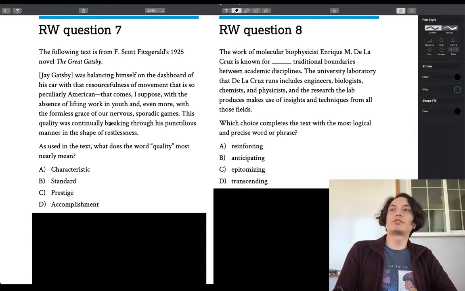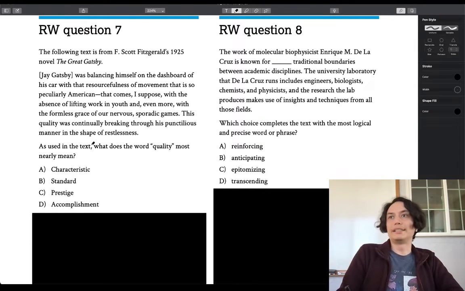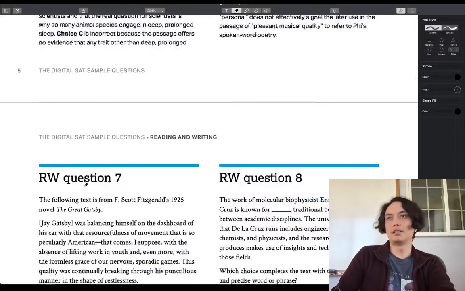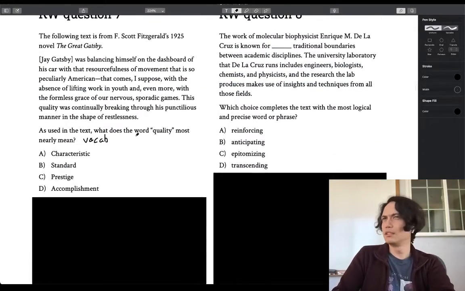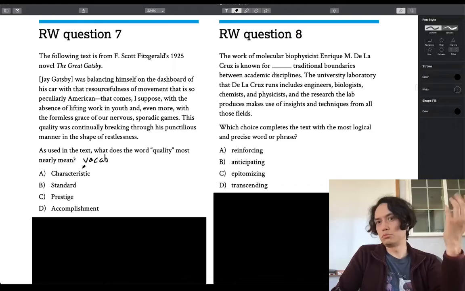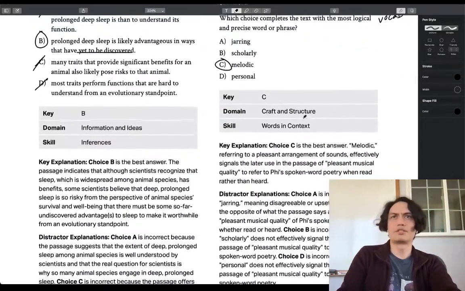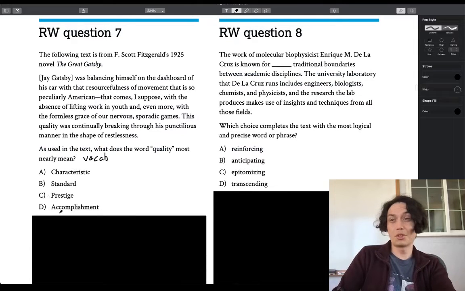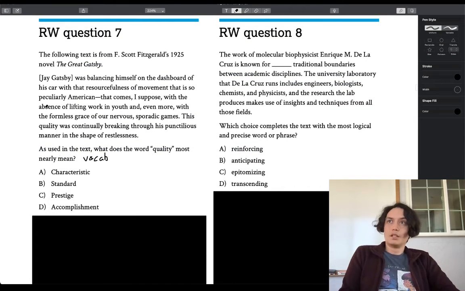As used in the text, what does the word quality most nearly mean? This is just a words and context question. Okay, so this is another vocab question. I guess there's two different kinds of vocab questions. There's, can you please add it in? And, hey, what does this word mean? So, I wonder if they're going to be different types. This is words in context, and this is going to be like a word choice. They might have a different name for it.